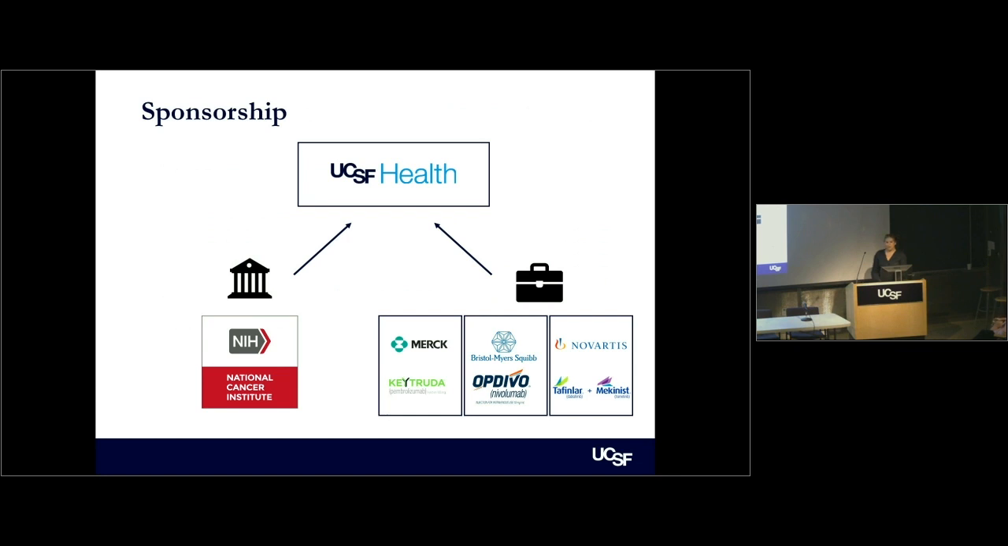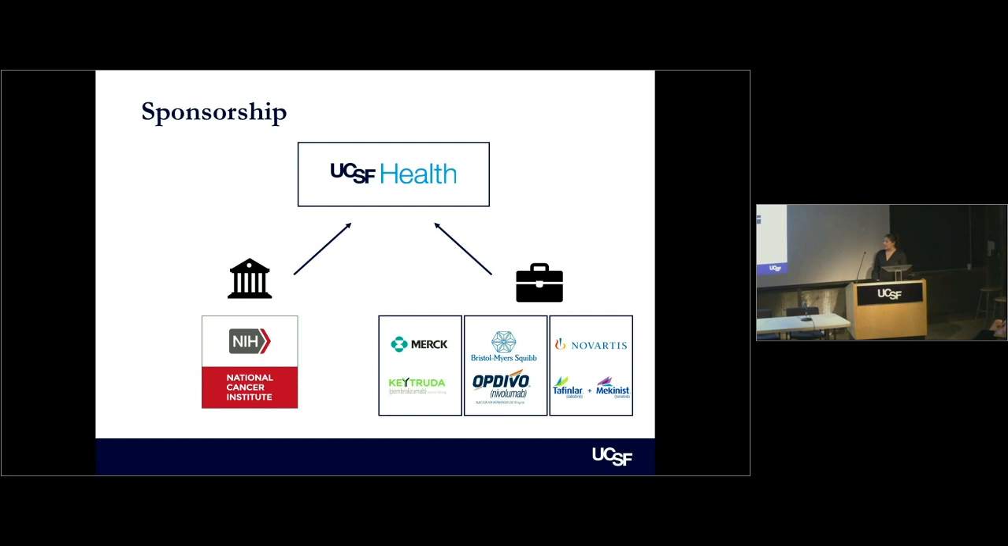So we'll pause on trial development for just a minute and talk about sponsorship. UCSF gets funding for clinical research through a variety of mechanisms. On the left we have our governmental agencies. One large one, of course, is the National Institutes of Health, or the NIH, and we get our funding from the National Cancer Institute.